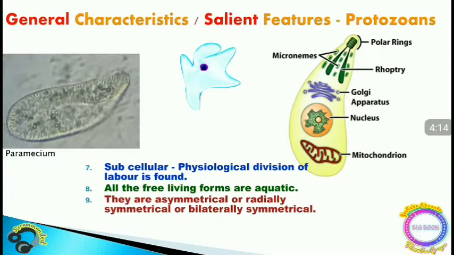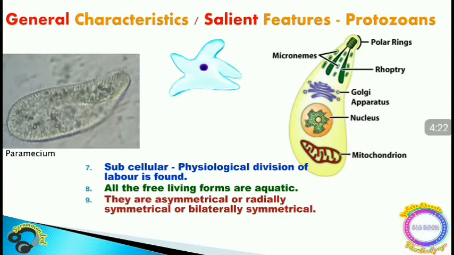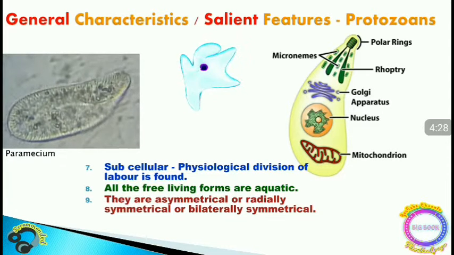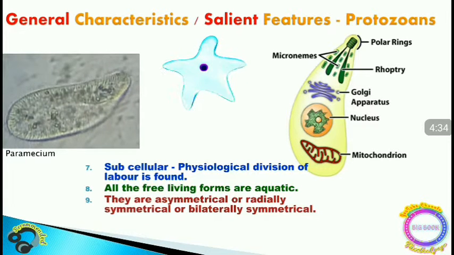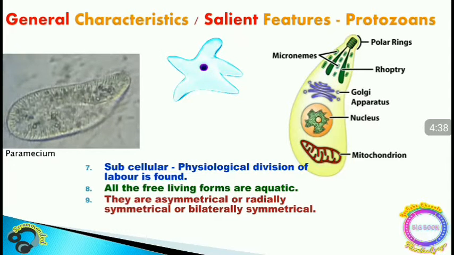All the free living forms are aquatic. So here you can understand the difference between the free living and the parasitic. Free living forms are aquatic. They are present in fresh waters or aquatic bodies. Whatever parasitic forms there are, they require a host. So these free living forms are going to be in the aquatic environment.